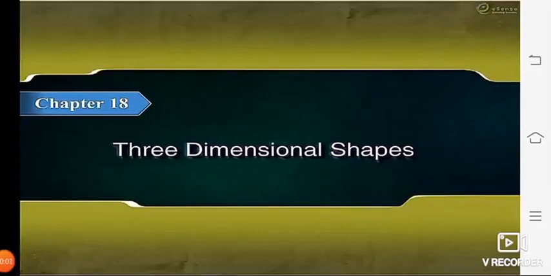Good morning, dear students. Today we will begin with chapter number 18, three-dimensional shapes. This lesson is your geometry lesson, so you are going to write the notes and solve the practice set of this lesson in the geometry section. This will be the fourth lesson. I hope you have completed geometrical construction in your CW. After that, you are going to write this lesson.